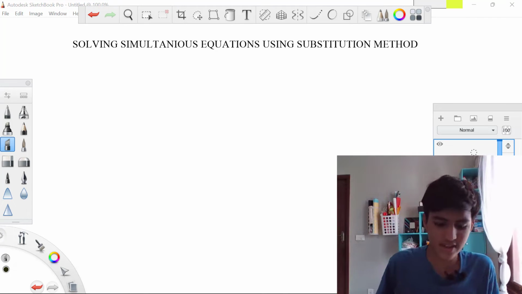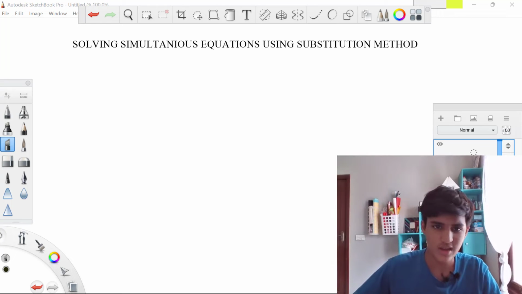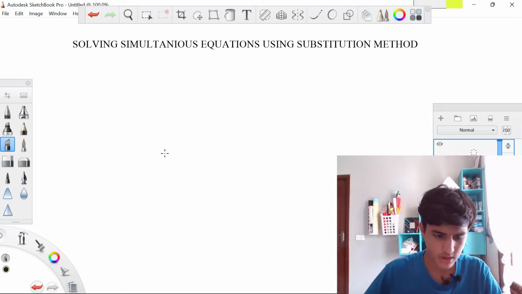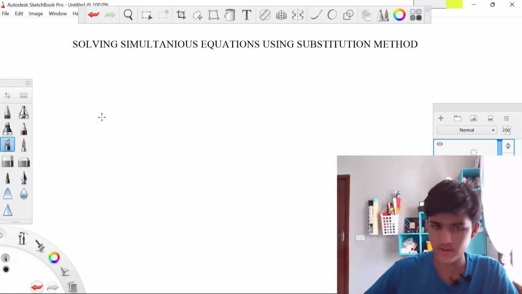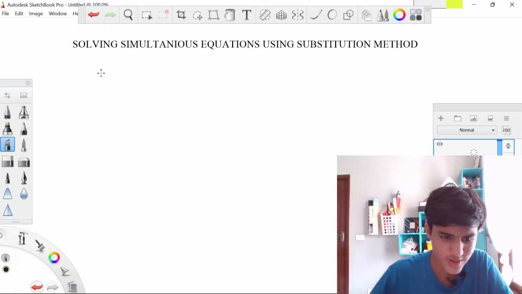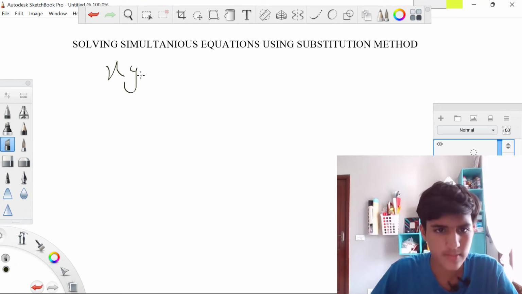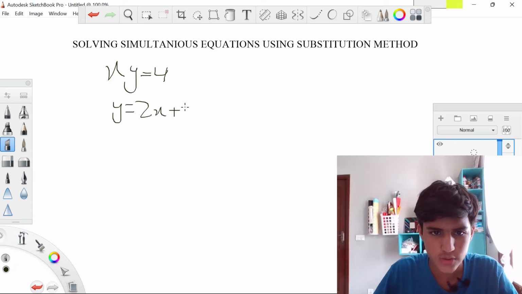Today I will be solving yet another simultaneous equation using the substitution method. So let us begin. The question we have today is question number 4, which is xy is equal to 4 and y is equal to 2x plus 2.